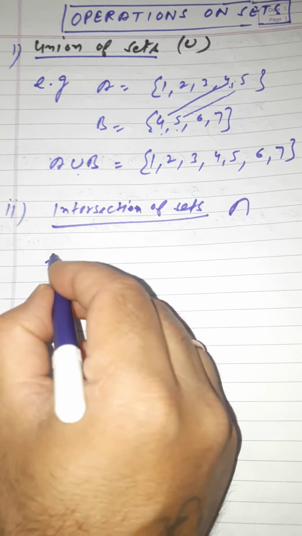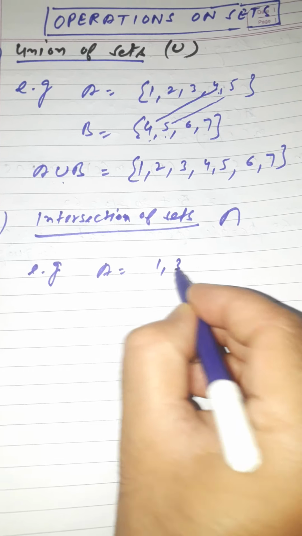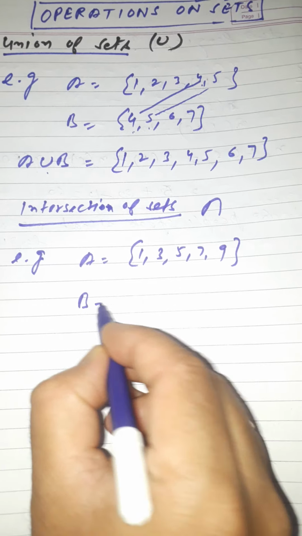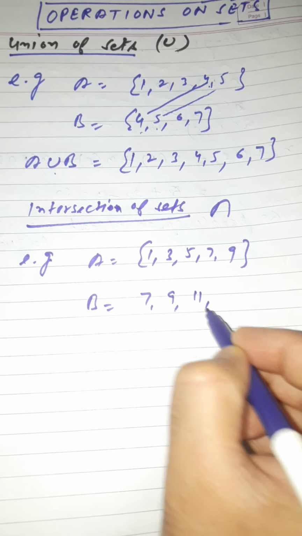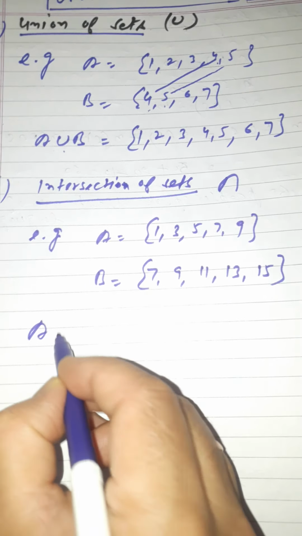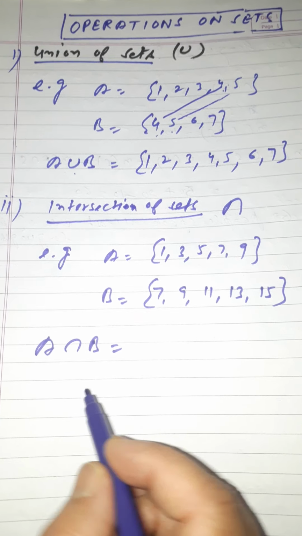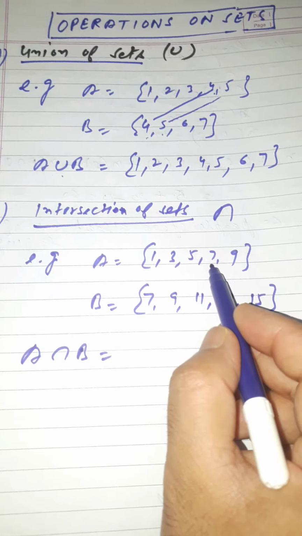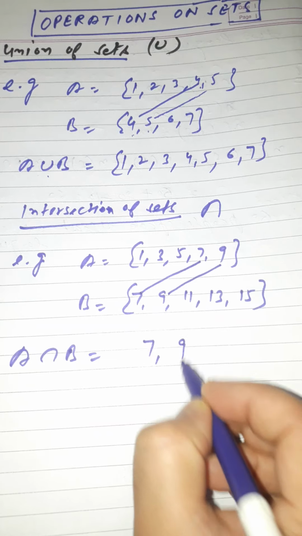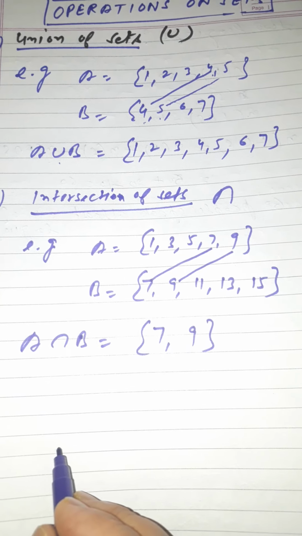Let me tell you with one example. If A is equal to 1 3 5 7 and 9, this is one of the sets I have taken. Second set B is equal to 7 9 11 13 and 15. Now, students, in case of A intersection B, always remember, whatever is common in both. You see here 7 and 9, both are common. So we will write {7, 9}. This is the intersection between these two sets.